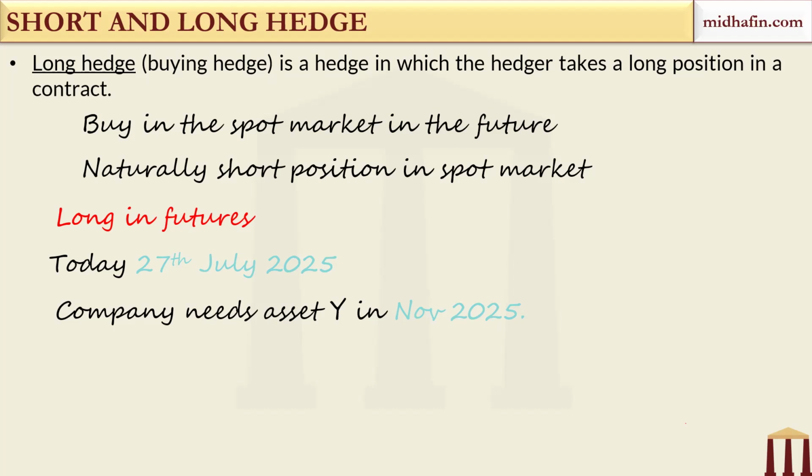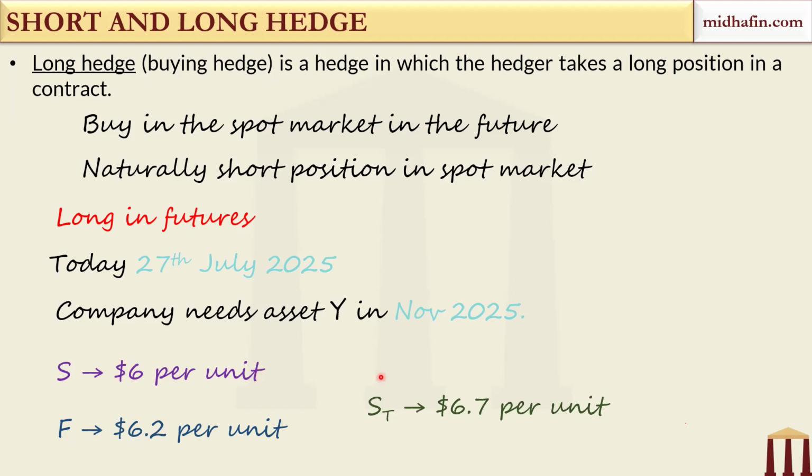So this company needs corn in November 2025. Now, currently, the price of corn is let's say $6 per bushel. 1 unit is 1 bushel for that. So let's say $6 per bushel, and the company has an option of going long or short, whatever the company wants to, where the price which is being obtained for the November contract is $6.2. So the spot price can change. It can change to say 6.7. It can change to 6.8. It can even change to 5.8. So we'll see what kind of situations can happen. Same arguments we can see.